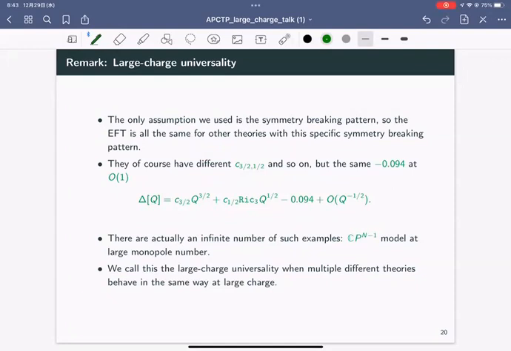Right. So it's a remark, but the only assumption we used is a symmetry breaking pattern, O2 to nothing. So the effective field theory is all the same for other theories with this O2 to nothing symmetry breaking pattern. Of course, with different unknown Wilsonian coefficients, but the same minus 0.094 at order one. So if you have such a theory and you compute the operator dimension at charge Q, you would see this behavior. And there are actually an infinite number of such examples, which is the CP^(N-1) model, large monopole number. If you compute the dimension of the large monopole operator, with monopole number Q, you will see exactly this 0.094. People actually computed it at large N and then verified this prediction. We call this a large charge universality class, where multiple different theories behave in the same way at large charge.